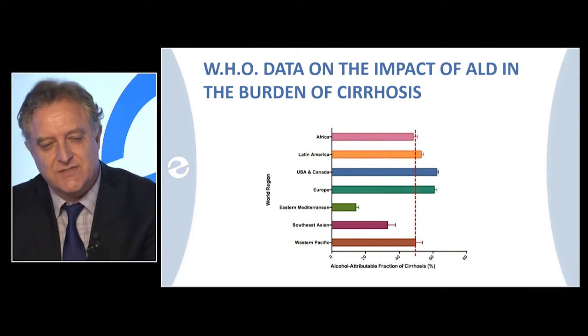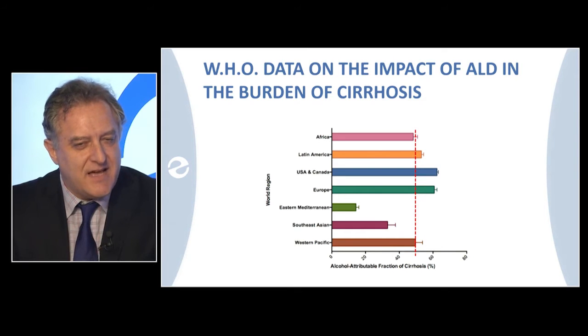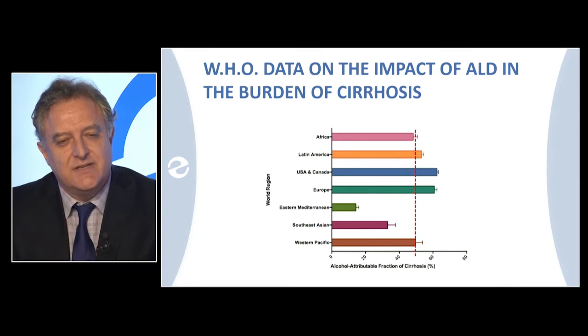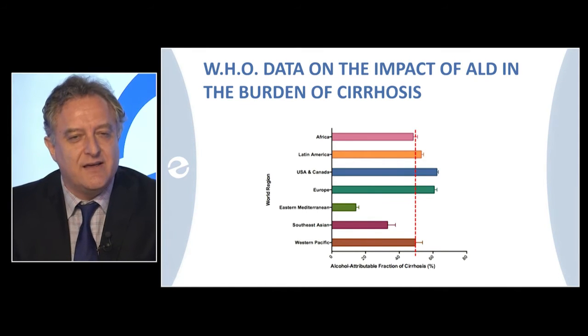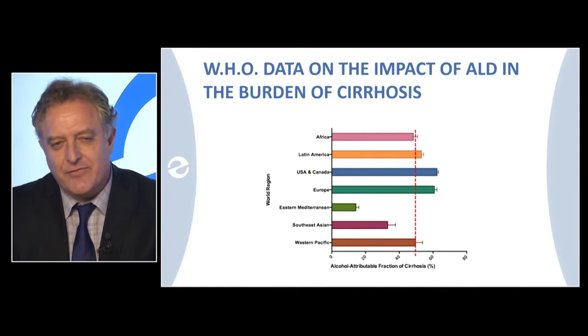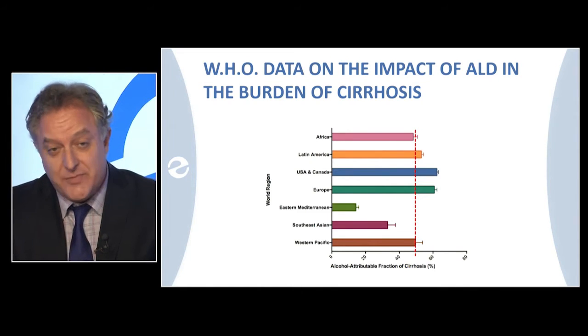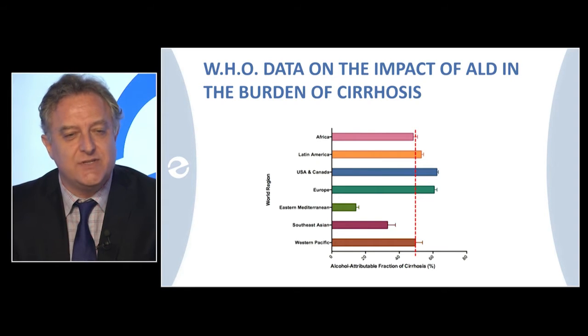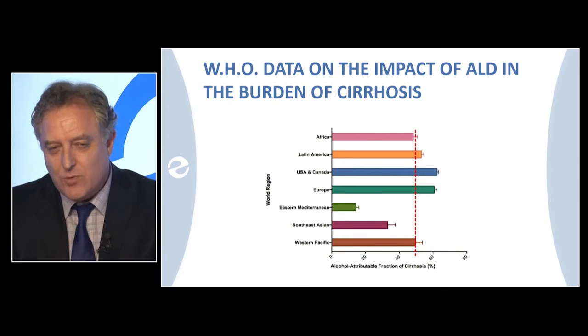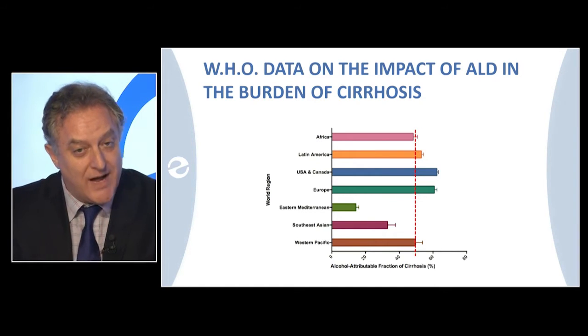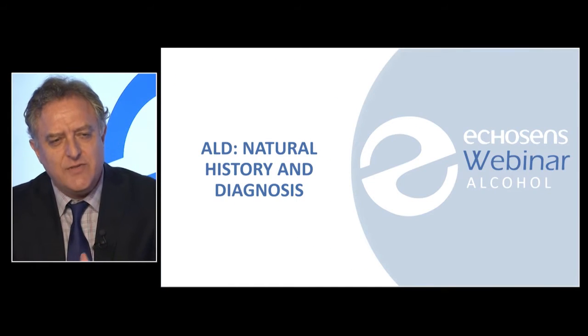What about cirrhosis? Well, here the data is, I think, overwhelming. The World Health Organization released recently a very detailed report showing that roughly 50%, half of the patients with cirrhosis worldwide were due to alcohol abuse. And if we look at the USA and Canada, for example, in Europe, more than 60% of the patients with cirrhosis were due to alcohol. So there is no question that alcohol is one of the major, if not the main cause of cirrhosis worldwide. What about the natural history?